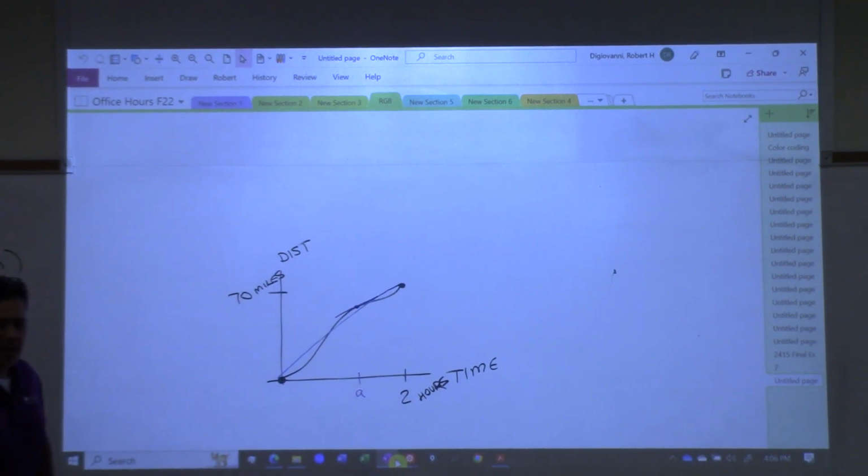Now, any questions? Average rate of change, yep. Secant line is average rate of change. The derivative of the function at a is the instantaneous rate of change.